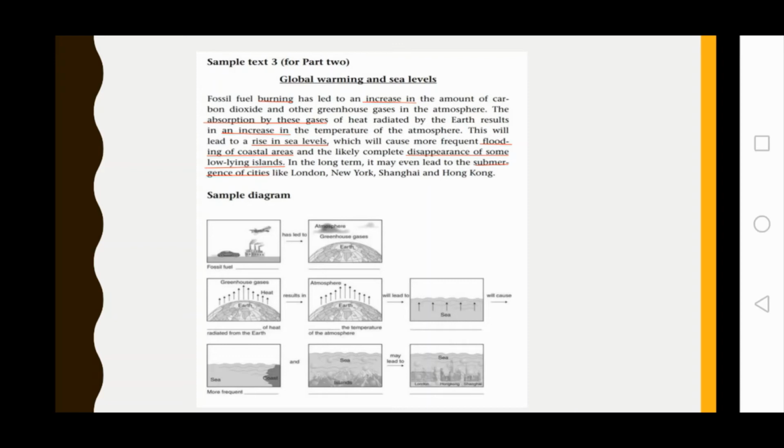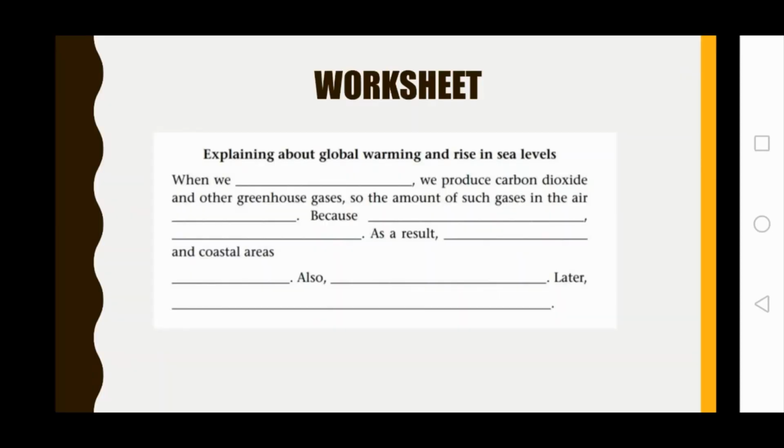The answer to the sixth one would be flooding of coastal areas. The answer to the seventh one would be disappearance of some low-lying islands. And the answer to the eighth one would be submergence of cities.